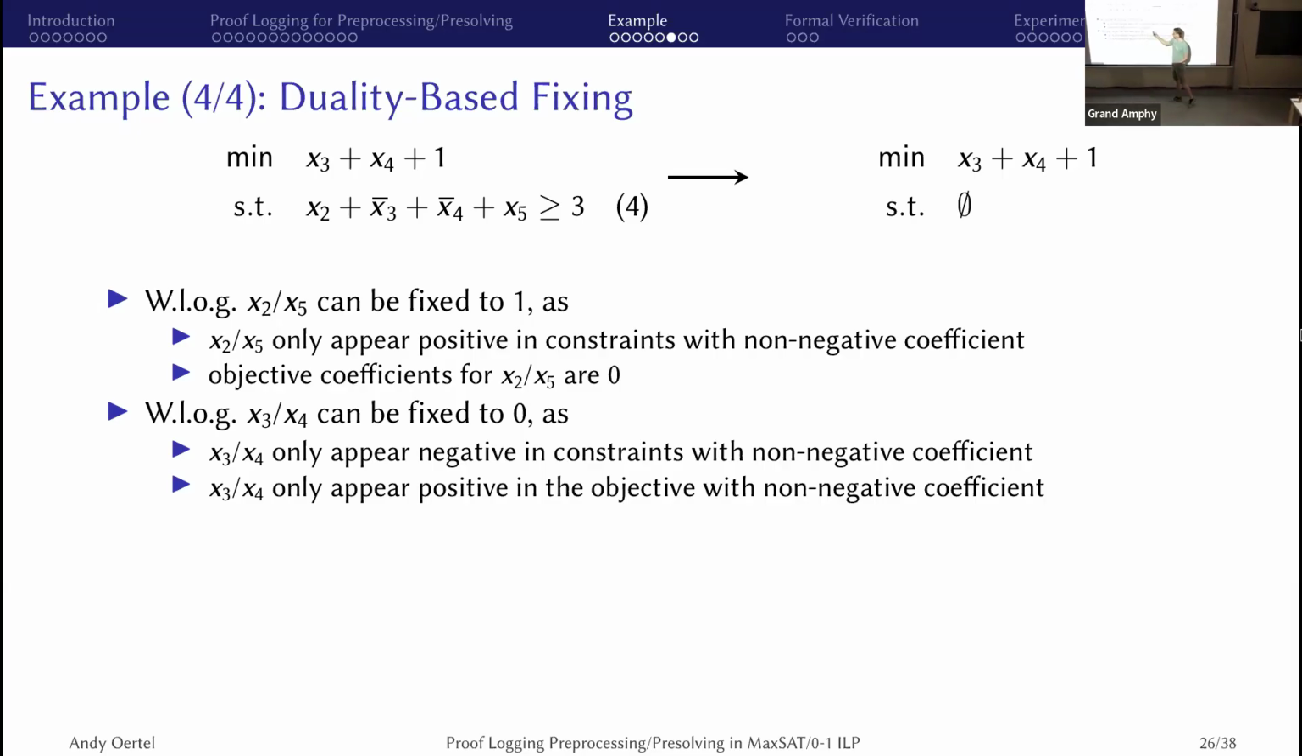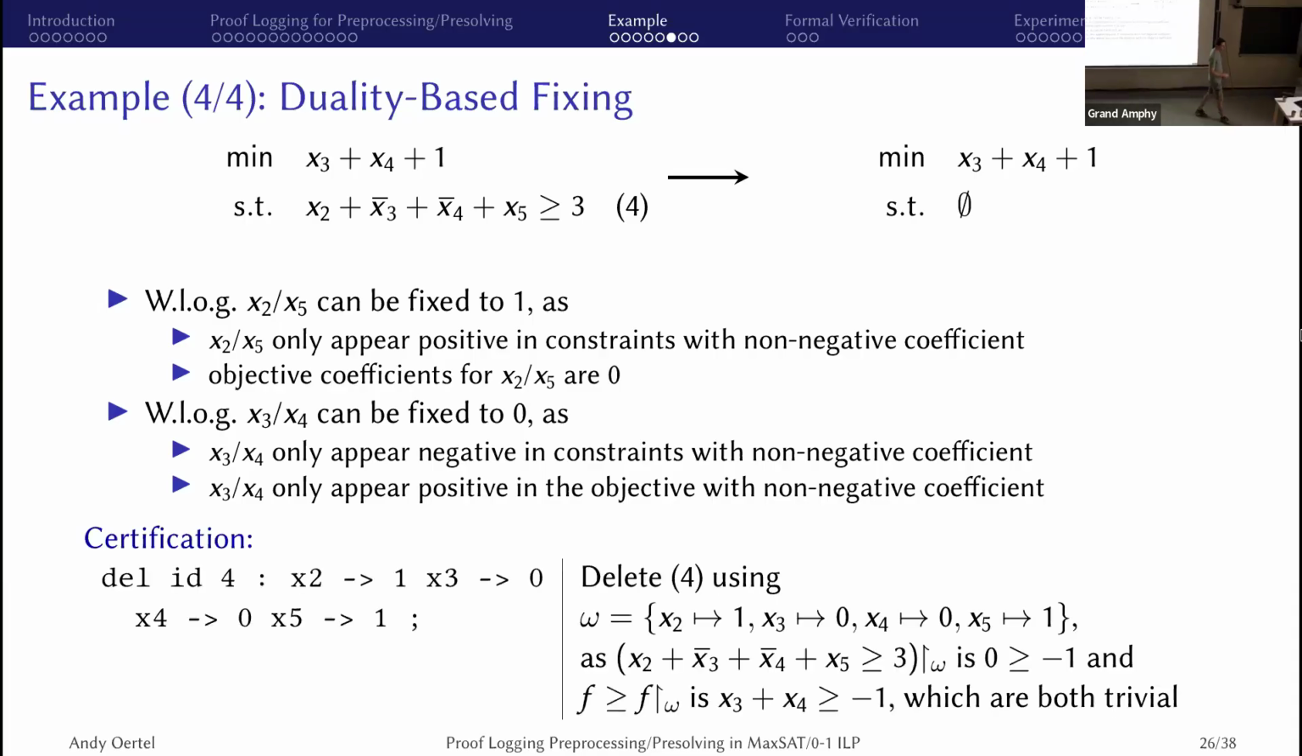And x3 and x4 can be set to 0, as setting them to 0 only helps to satisfy this constraint more and reduces the objective. To do this, we plug this fixing into the constraint, which then trivializes and is completely removed. So we can just delete the one remaining constraint, constraint 4, by using this substitution, mapping x2 to 1, x3 to 0, x4 to 0, and x5 to 1.